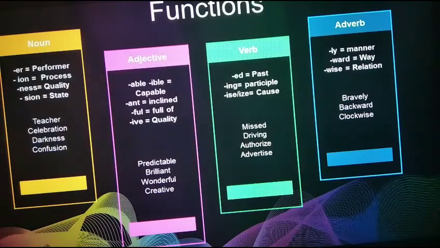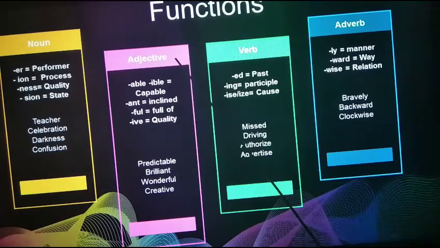Functions or uses. They can be used as nouns, adjectives, verbs, and adverbs, starting with the nouns. The suffixes are er, tion, ness, and ion. They indicate that someone is a performer, a process, a quality, or a state of being. For example, teacher is a performer. Celebration is the process of celebrate. Darkness is the quality that somebody or something has of being dark, and confusion is the state of being confused.